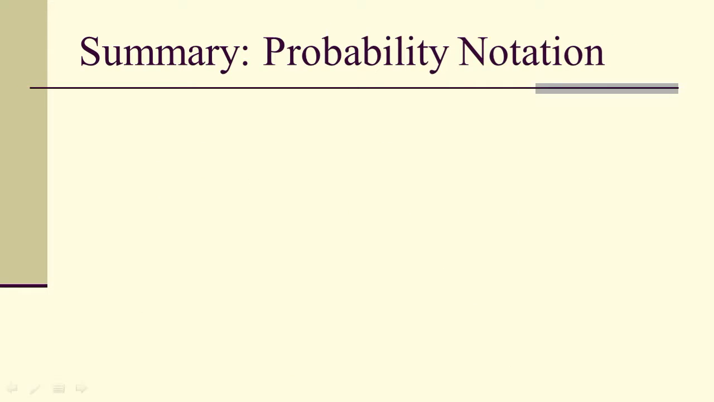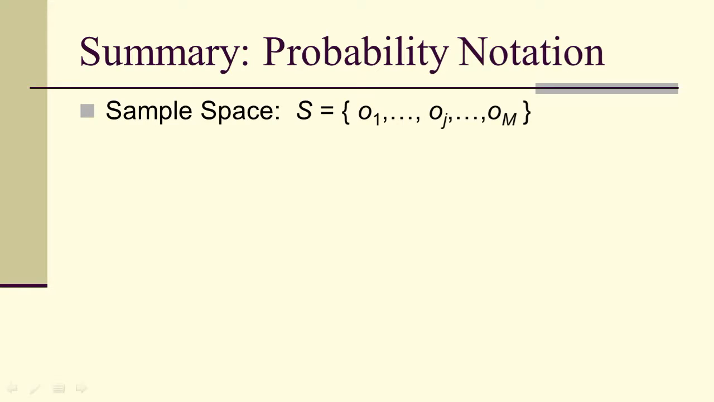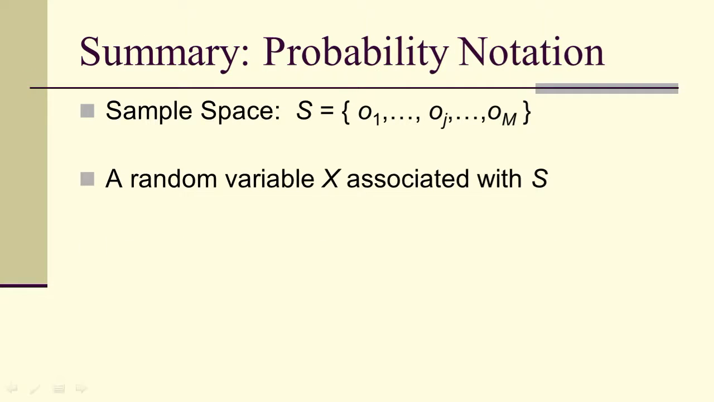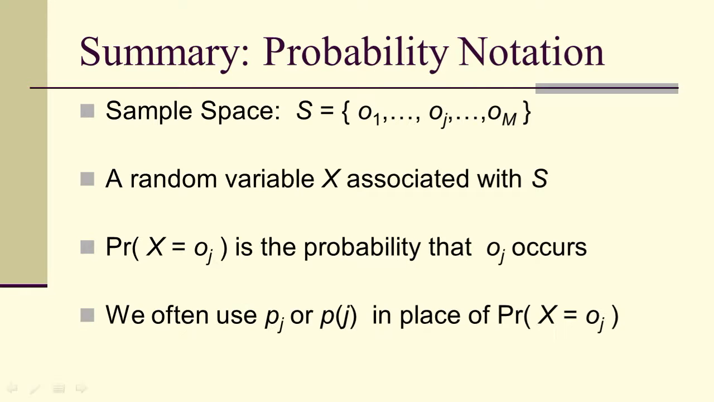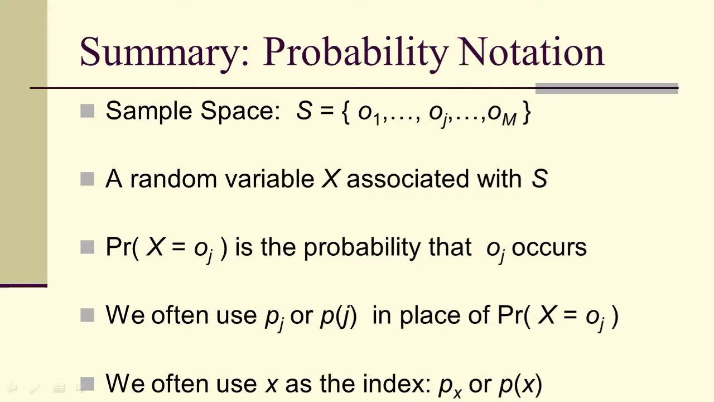So probability notation, there's a lot of notation in probability. We label the outcomes of a sample space. Remember, we're only going to look at finite for now. A random variable associated with S is just a variable X. It takes values in S. The probability that X equals O sub j is the probability O sub j occurs. We write p of j, or p parentheses j, in place of probability capital X equals O sub j. And to really indicate it, a lot of times we'll use lowercase x in place of the j.